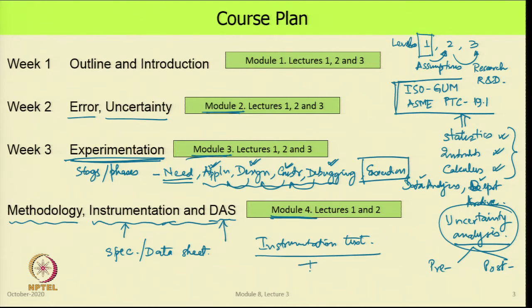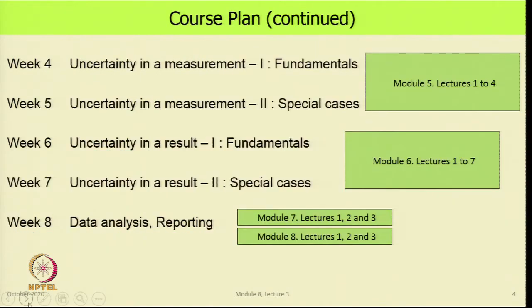And plus, of course, there are a lot of other data, including manufacturers' data, handbooks and standards. This we did not go into the detail of, but we said this is where you would get the data. We then moved on to a series of lectures in module 5 on uncertainty in a result, uncertainty in a measurement.